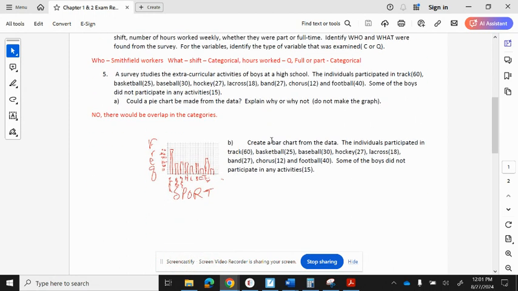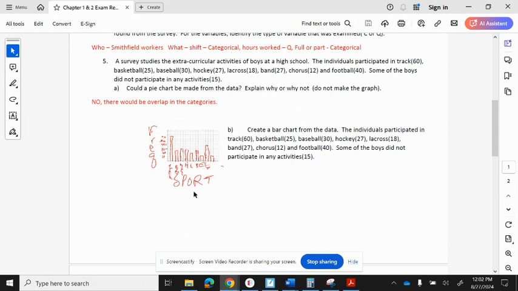All right, number 5, it says, could a pie chart be made from the data? In Part A, no, because there would be overlap in categories, or at least likely overlap, that they could play more than one sport or be in more than one extracurricular activity, rather, I should say. Down here I said frequency, I said sport. I should have said extracurricular, sorry about that, but we'll allow that as long as the general idea is there. And you should have graphed this one 60 units high, and that's the track, and then label on the bottom.